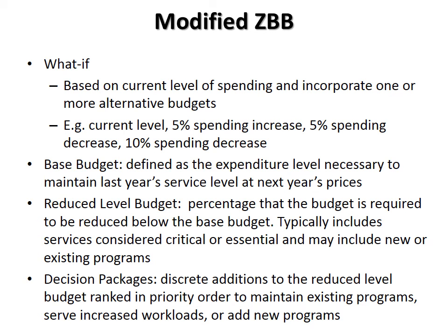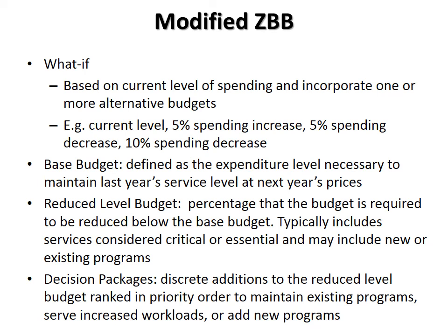Given the complexity of zero-based budgeting, some governmental agencies have moved towards modified zero-based budgeting that takes advantage of the what if or scenario analysis approach of ZBB. Basically, it uses a current level of spending and then incorporates one or more alternative budgets. So, for example, budgeteers might put together a current level of spending, an alternative that involves 5% spending increase, an alternative that involves 5% spending decrease, and another alternative that involves a 10% spending decrease.